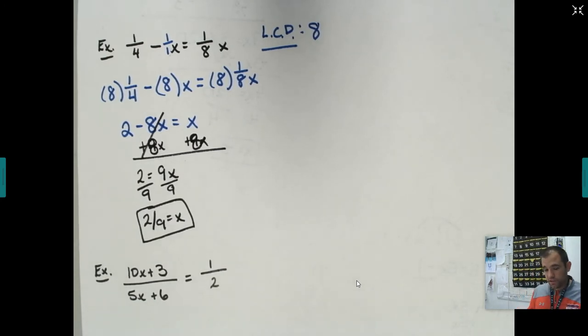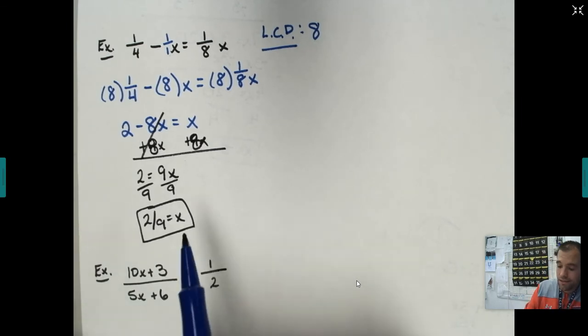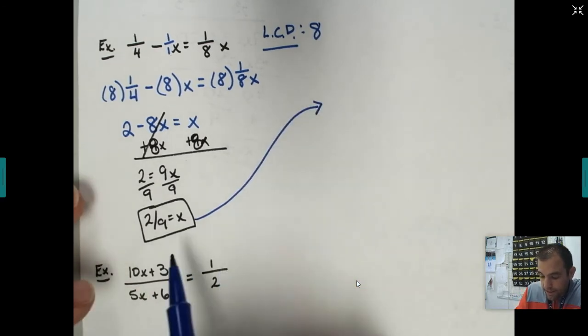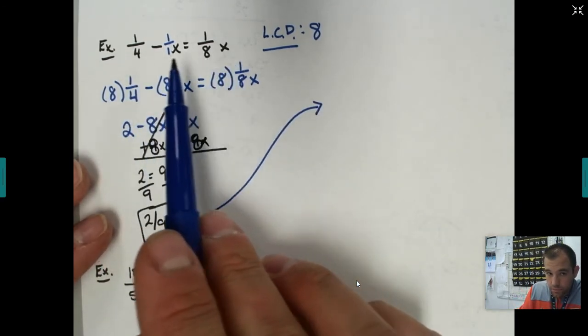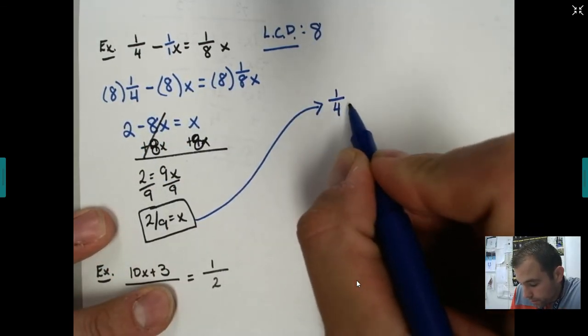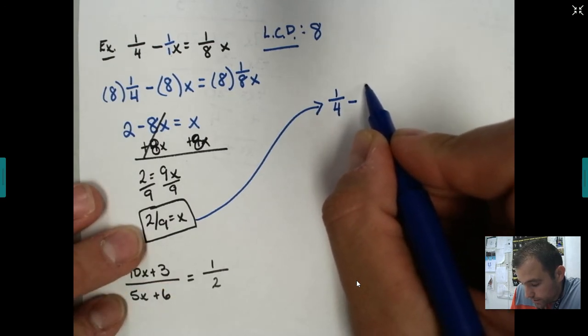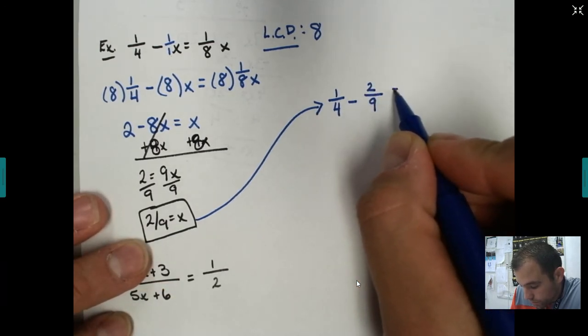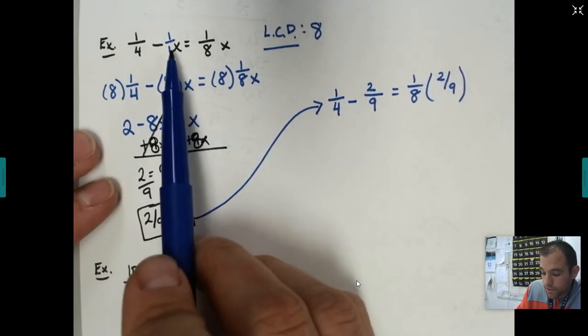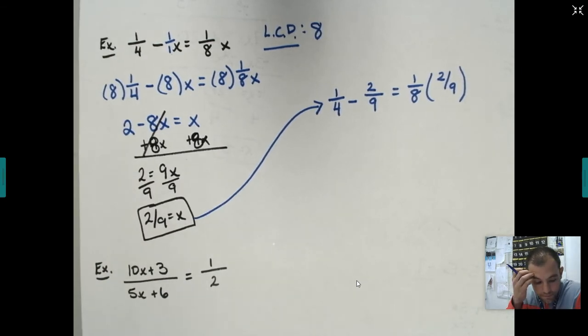But just because that's our answer doesn't mean that it actually works in the problem. So my last step, I'm going to write it up here, is to take that answer and put it back into this problem and see if it works. Okay, so 1/4 minus x, which was 2/9, equals 1/8 times 2/9. So everywhere there was an x, I plugged this 2/9 in. Capiche? This is where your calculator will really come in handy, okay, if you don't like fractions.